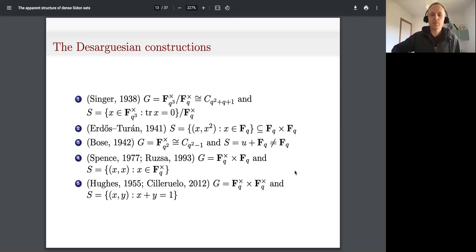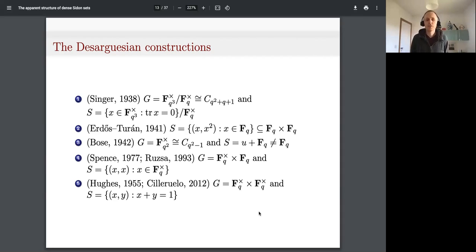Okay, in the last example, I've seen it attributed a couple of times to Sigurwello and from a paper in 2012, but it turns out it goes back all the way to Hughes in 1955. And in this example, you take FQ cross times FQ cross, so the Cartesian product of the multiplicative group of FQ with itself, and you take all elements x, y, they have to be non-zero, of course, such that x plus y equals 1.